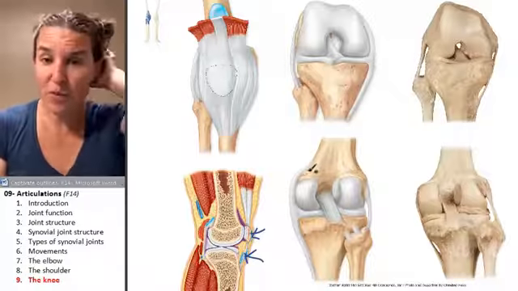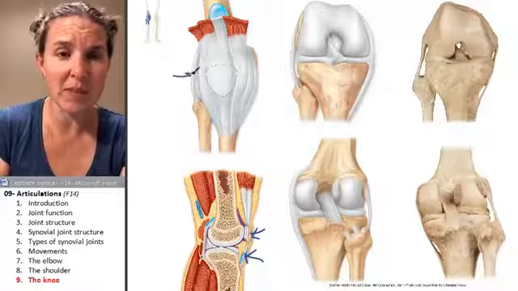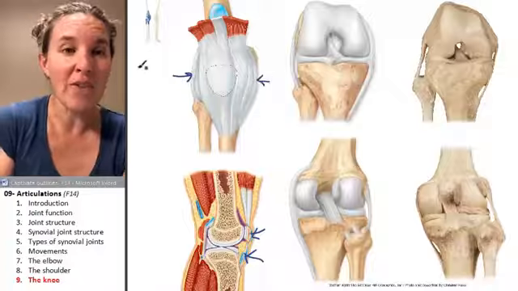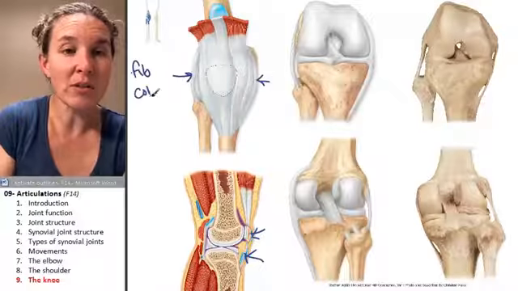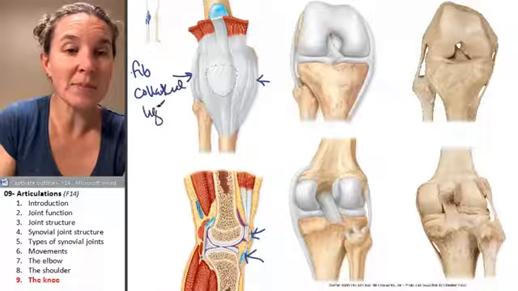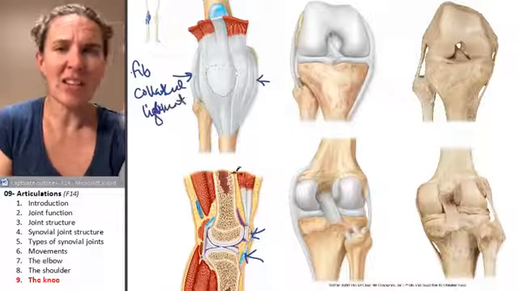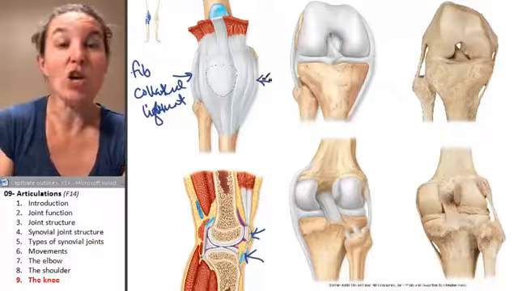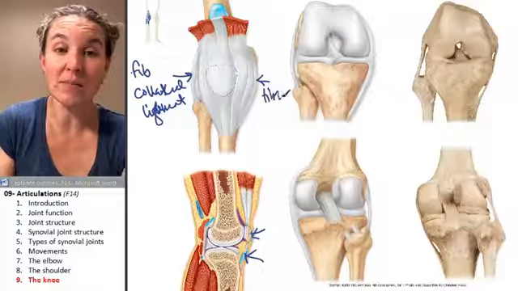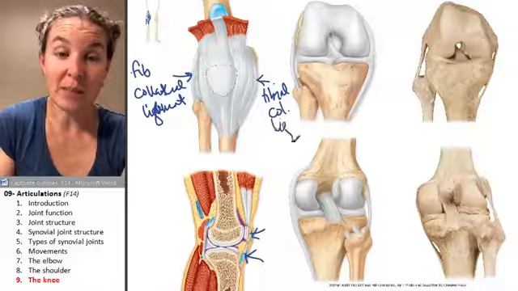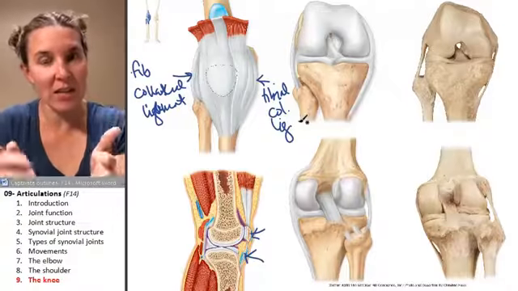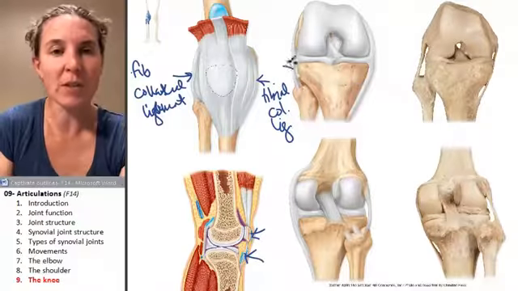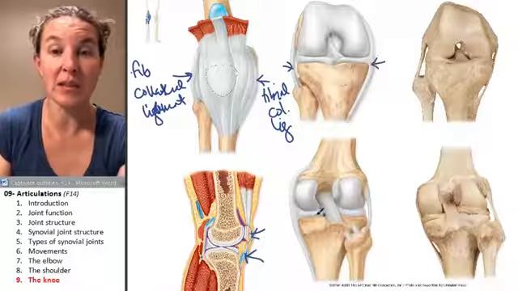First of all, probably most easily visualized are our collateral ligaments. We have a fibular collateral ligament. This is on the lateral side because the fibula is on the lateral side, and it helps strengthen the knee. You also have a tibial collateral ligament, and this is on the medial side of the knee between the tibia and the femur. Here's my fibular collateral. Here's my tibial collateral.